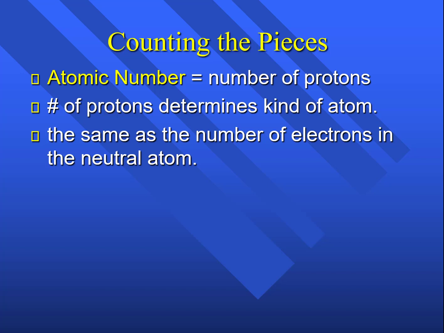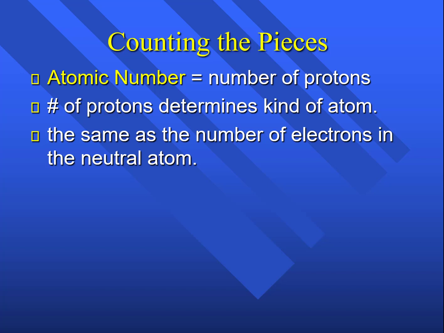Now, the atomic number is always the number of protons. If it's neutral, it's the number of electrons, but it doesn't have to be neutral. They'll tell you what it is if it's not neutral. But it doesn't have to equal the number of electrons. It has to equal the number of protons. Because when I move the electrons away, I don't change what kind of atom it is. The protons stay behind.